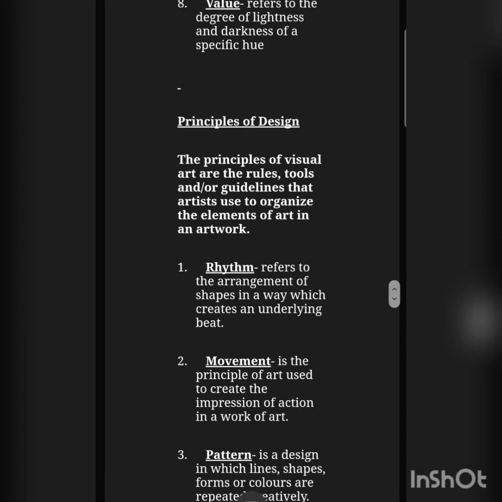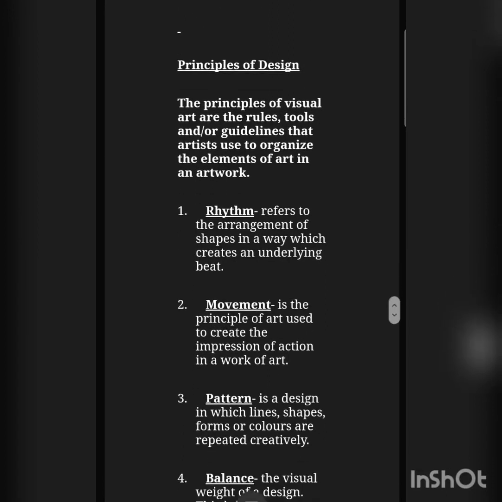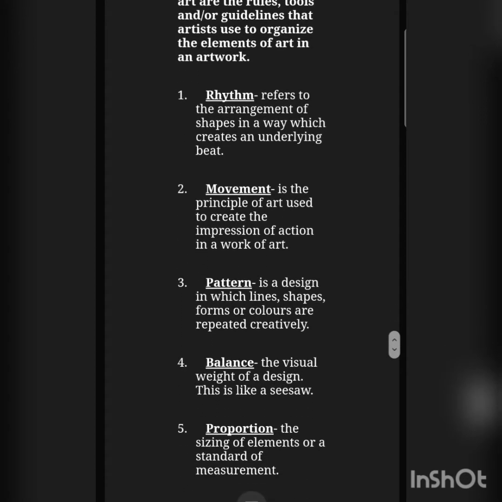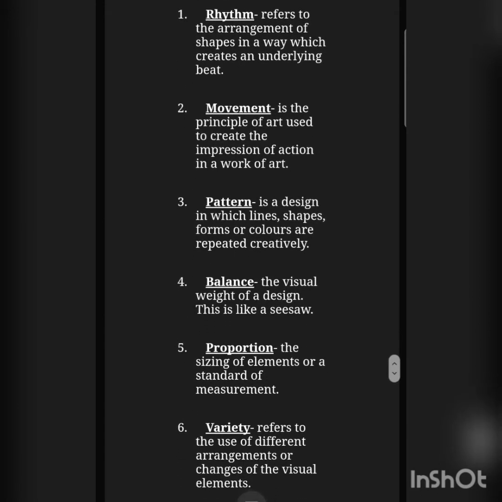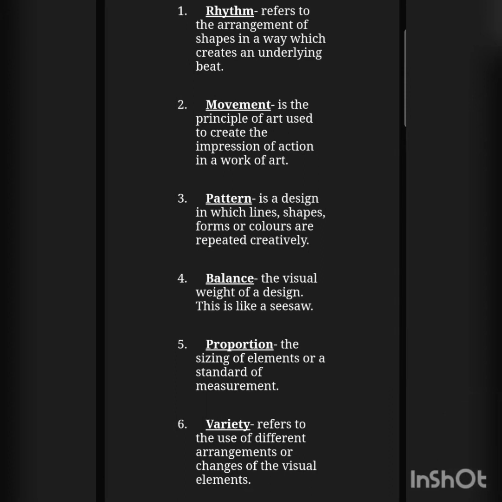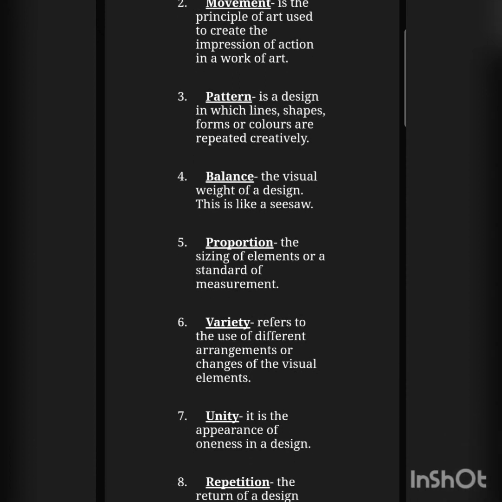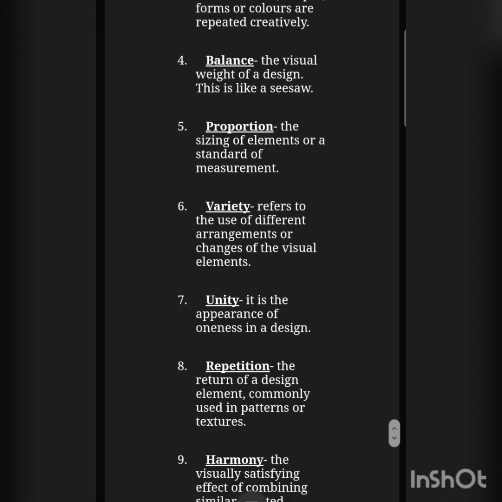So now the first one is rhythm. Now this refers to the arrangement of the shape in a way which creates an underlying beat. So this underlying beat, it moves, and that is how you will understand that there is an existence of rhythm, right? Then they have movements, which is connected to the rhythm, is the principle of art used to create impression of action in a work of art. So if, for example, a line moves up and down, zigzag, you know that we're talking about movement.